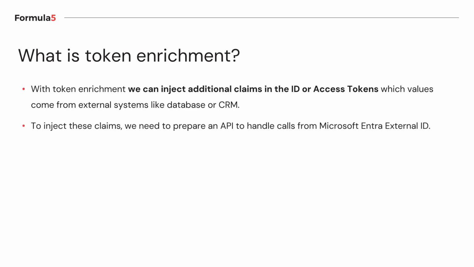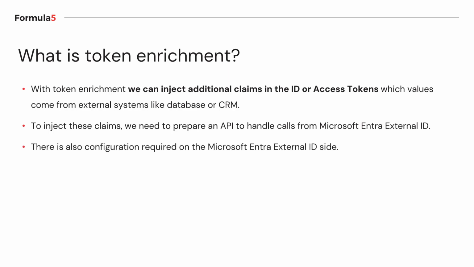To inject these claims, we need to prepare an API to handle calls from Microsoft Entra External ID for customers. So in this specific scenario, it's not only about injecting those claims directly, but also we have to prepare the structure for this communication to make sure that, for instance, Entra can securely call the external API and then exchange the data in a specific format.